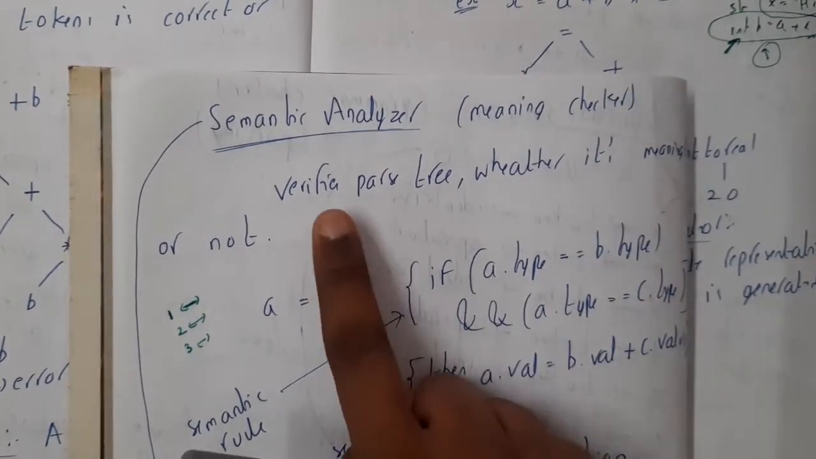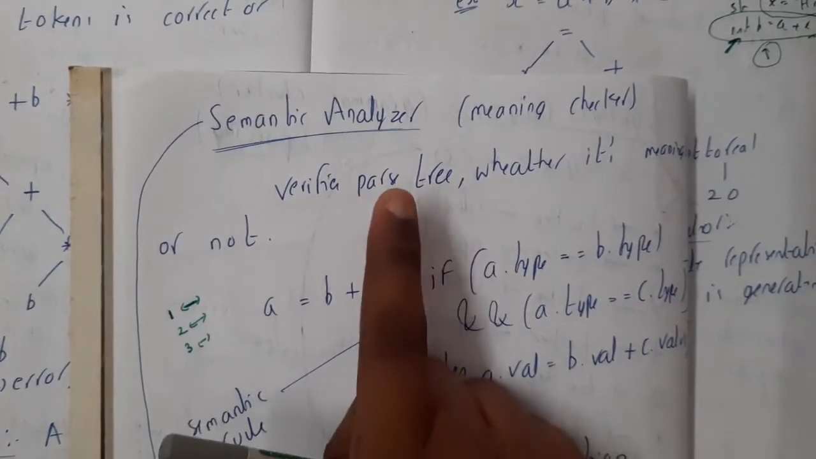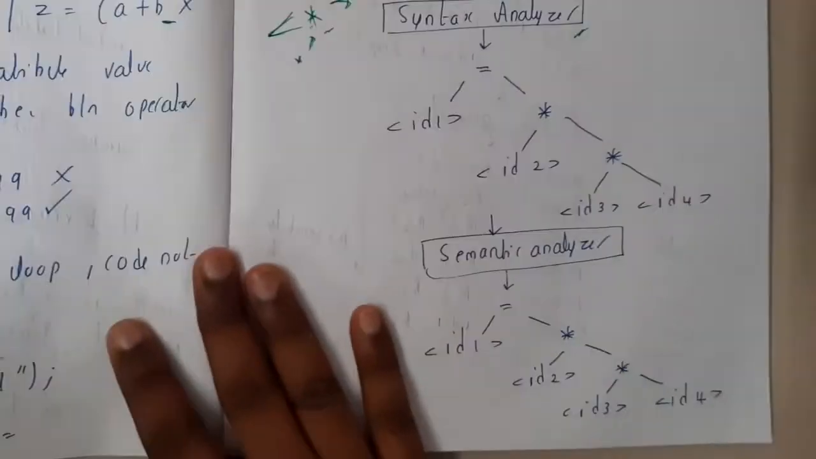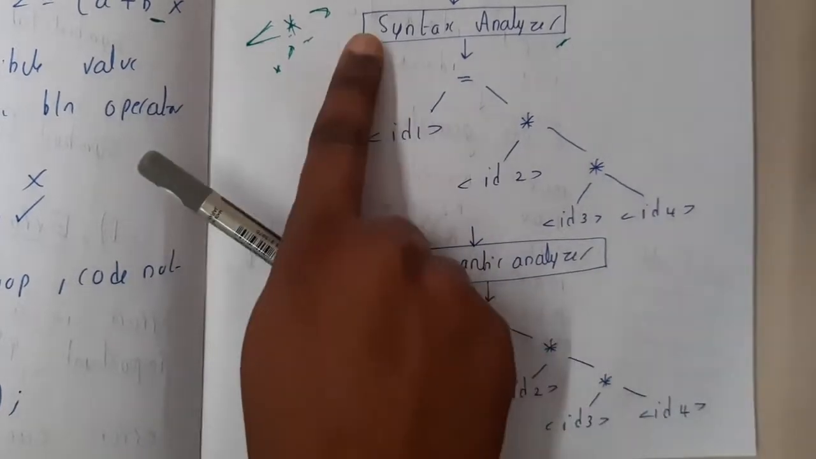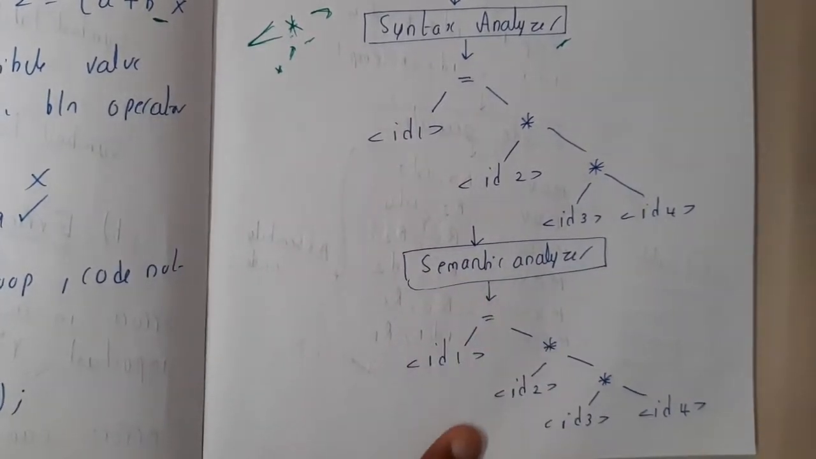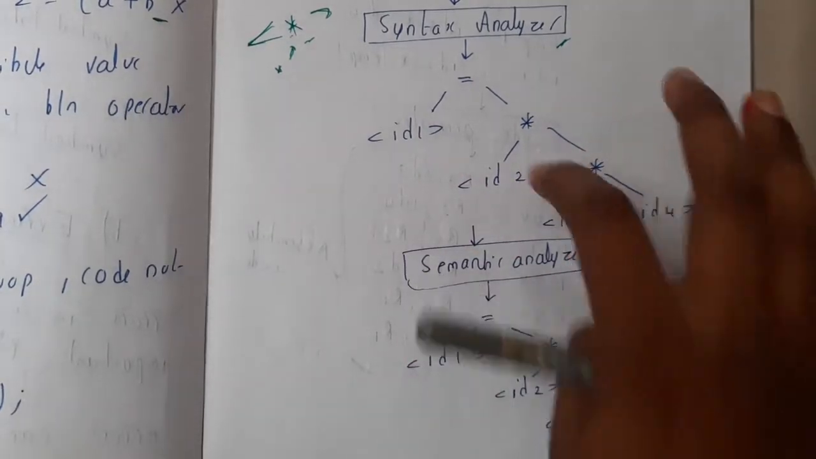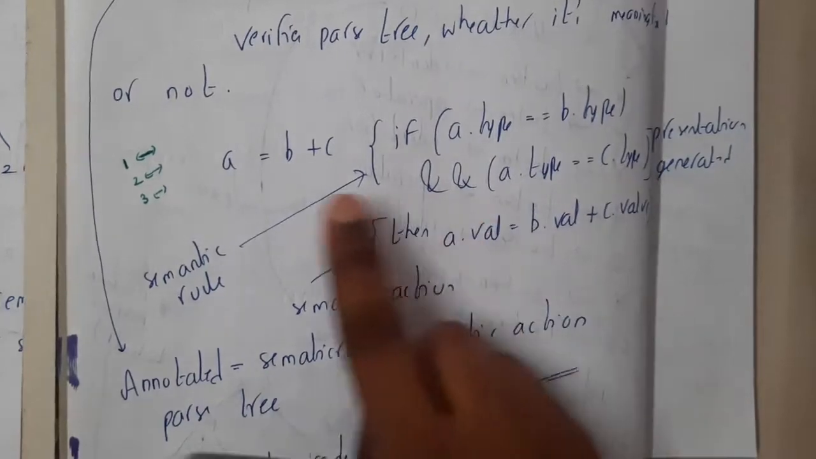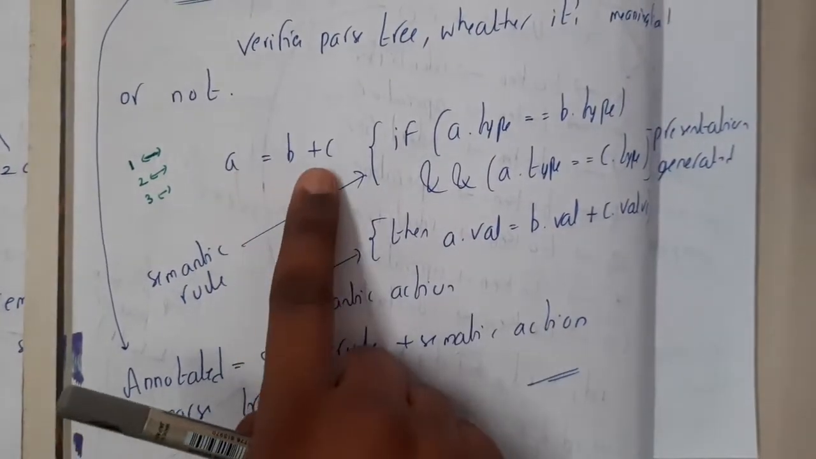I wrote a small example, verifying a parse tree. Here we are not going to do anything, guys. If you check our final example, whatever output the syntax analyzer gave, the semantic analyzer will also give the same output. There will be no change here. If there is any error, it is going to recognize it. That's it. So assume in this way, A is equals to B plus C.